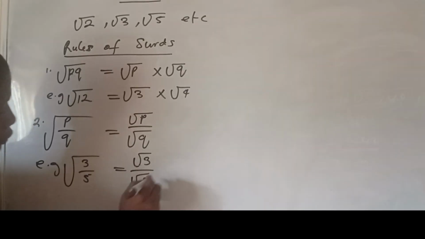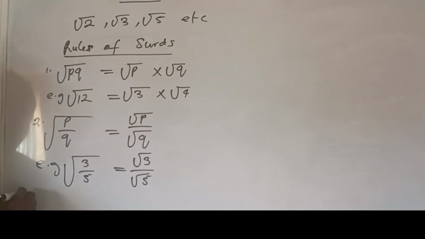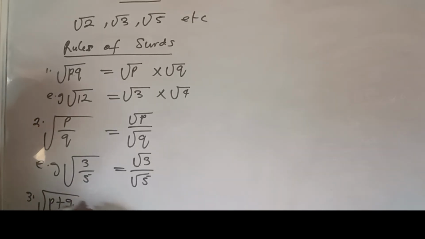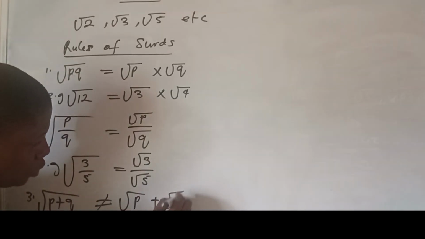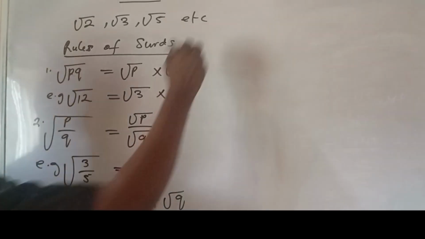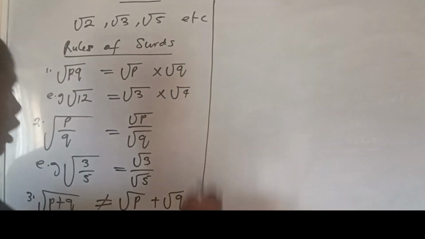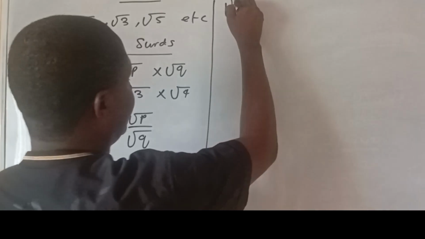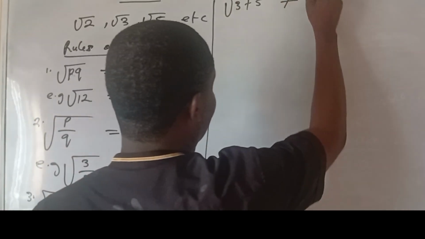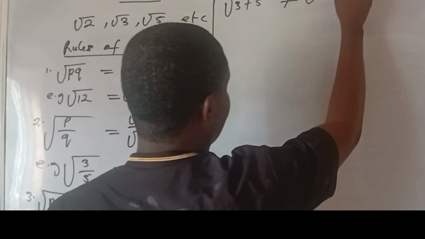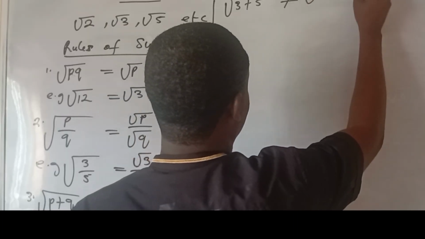The third one is that the root of P plus Q is not the same thing as the root of P plus the root of Q. For instance, the root of 3 plus 5 is not the same thing as the square root of 3 plus the root of 5.